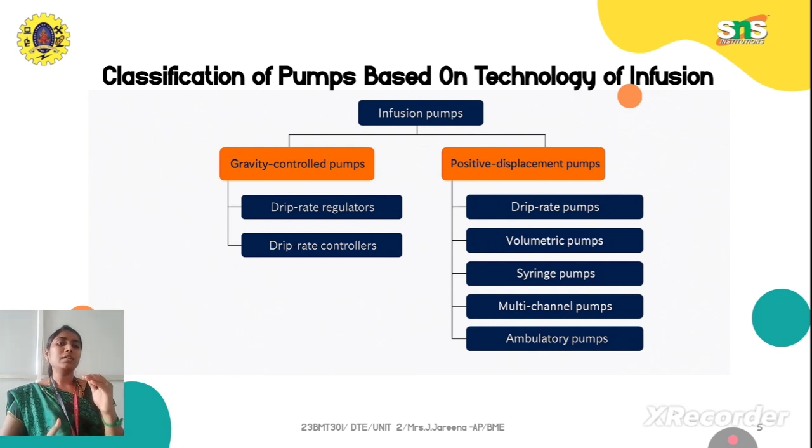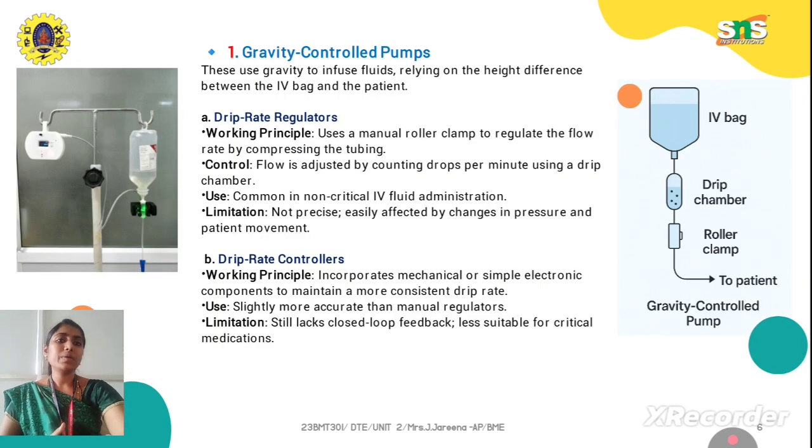In this case, the drip is placed above our chest level, so because of the pressure difference and the gravity force, the fluid hanging on the stand automatically flows down and easily gets into the patient. That is the gravity control pump. Under this you have two types: one is drip rate regulators, another is drip rate controllers.